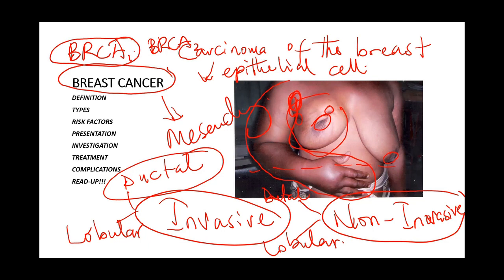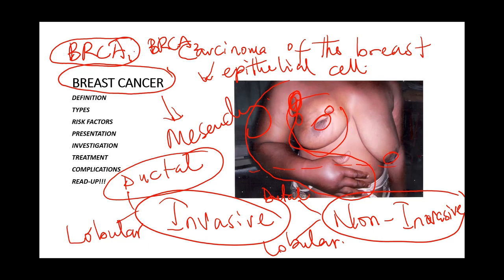Now, when there are mutations in these genes, the genes that check abnormal cells from progressing into malignancy are defective. So the patient will tend to develop cancer. And this mutation can be inherited. When a patient inherits a mutated gene, it is called a genetic or hereditary breast cancer. Because there is a known gene mutation that is inherited, it is called hereditary breast cancer, and they account for up to 20% of breast cancers.